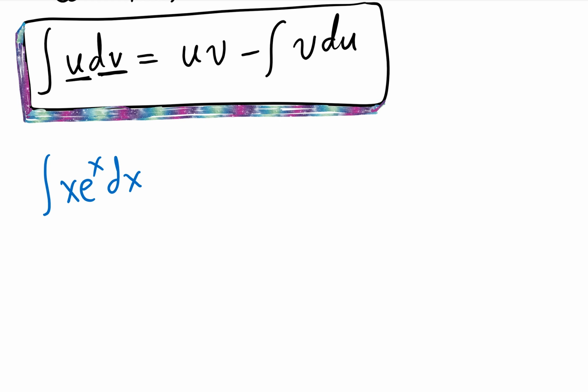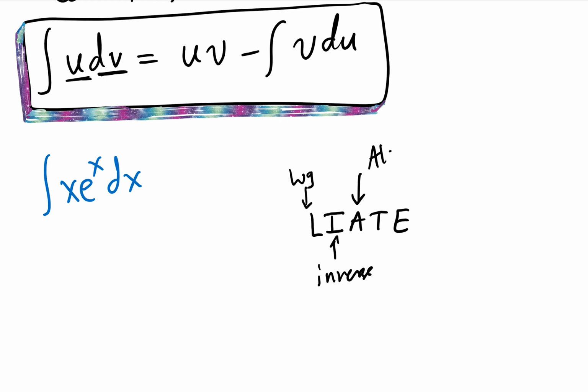Of course, all this will come with practice, but we have a little trick we can share with you that would help you down the road. It works, I would say, 95% of the time. The trick is I like this, I and late, L-A-T-E. I doesn't start first, L starts first. So L for logs, I for inverse, A for algebra, T for trig, E for exponential.